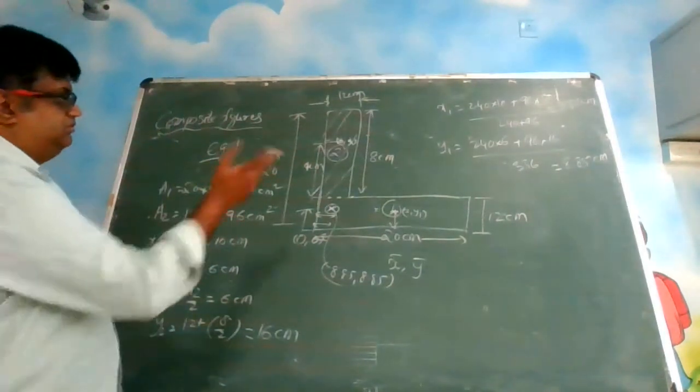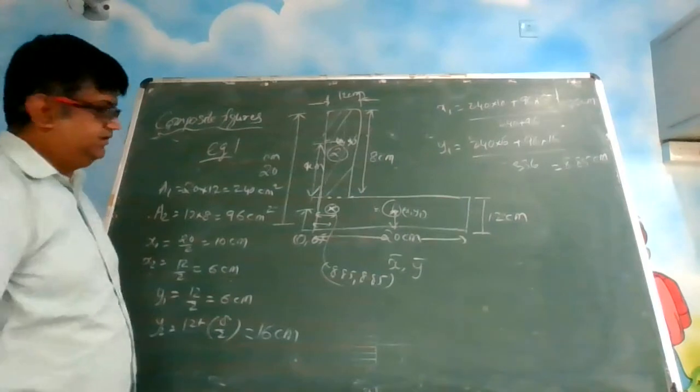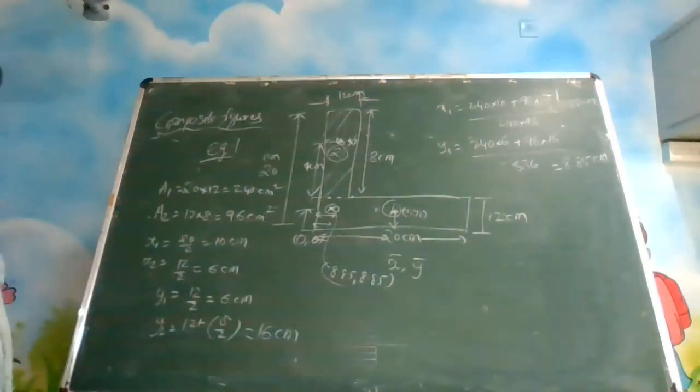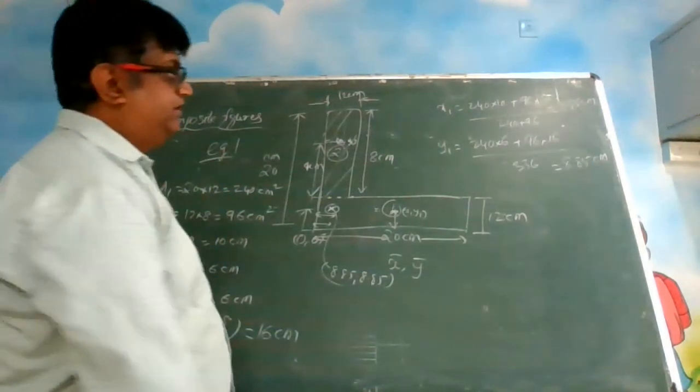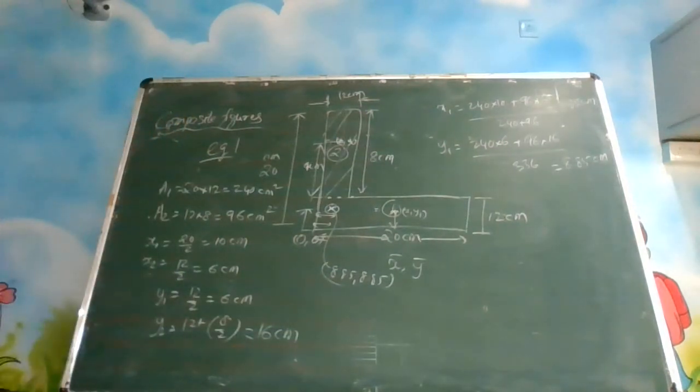Now let us do this again in a different way. Just take a screenshot. Remember the values 8.85 and 8.85 we have got. Okay, I'm just rubbing it.